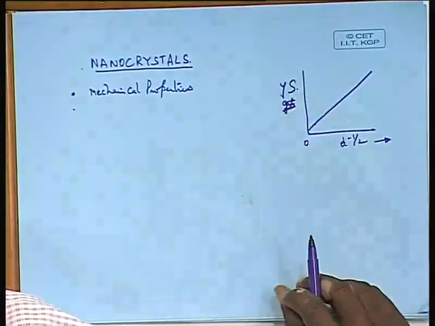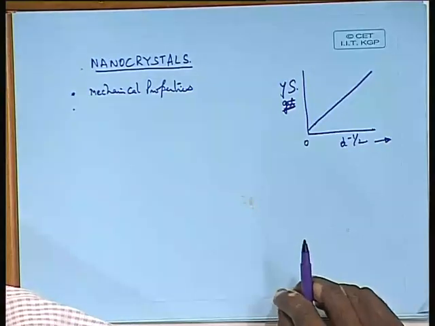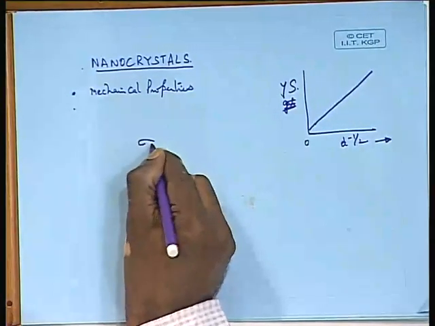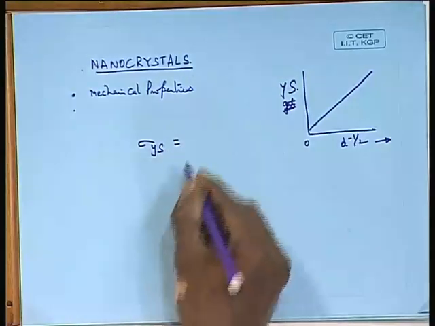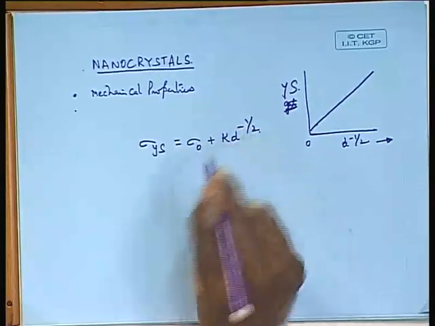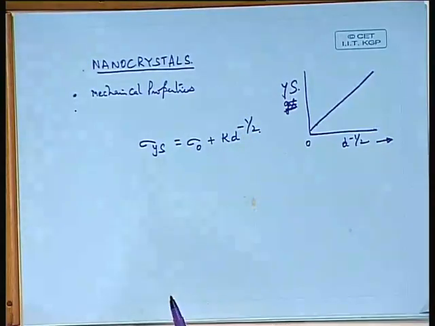The y axis has to be the yield strength of the material, or the stress required for the deformation. The intercept is what we usually define in the standard Hall-Petch relation as sigma ys equals sigma 0 plus k into d to the power minus half, where sigma 0 is the intercept on the y axis, which you can call the yield strength of a material when the grain size is very large.